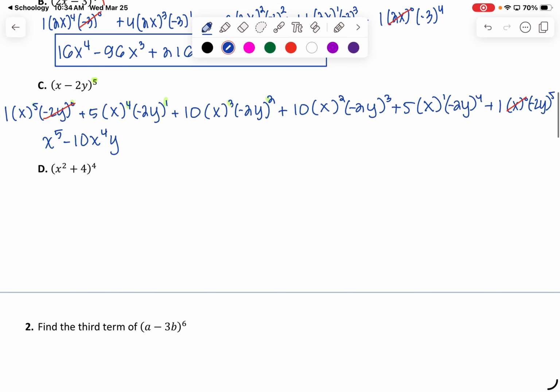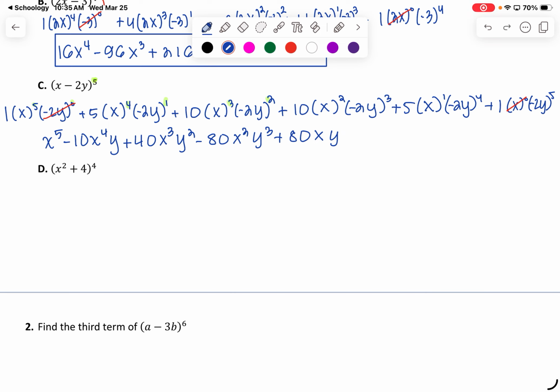All right, and then the next one, I have 10 times x cubed times negative 2y squared. So negative 2y squared is 4y squared. So that's positive 40x cubed y squared. And the next one here, I have negative 2y cubed is negative 8y cubed. So that's negative 80x squared y cubed. Negative 2y to the 4th is 16y to the 4th. 16 times 5 is also 80. So positive 80xy to the 4th.